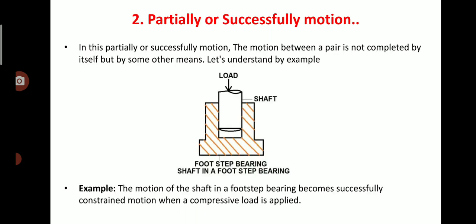The second type is partially or successfully constrained motion. In partially or successfully constrained motion, the motion between a pair is not completely constrained by itself, but it is constrained by some other means. Let us understand this by seeing the example of a footstep bearing. You will see that there is a shaft inside the bearing and the load is applied from the upward direction. The motion of the shaft in a footstep bearing becomes successfully constrained motion only when a compressive load is applied, and that's why it is called partially or successfully constrained motion.